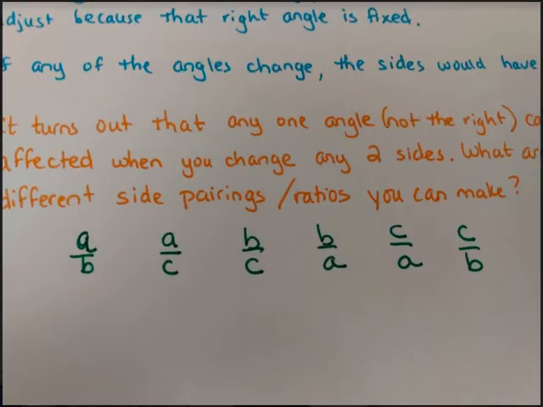There are 6. I could do A with B, A with C, and B with C, but then I could do the reciprocals of all of those, because we know that division is not commutative. A divided by B and B divided by A are two different things.